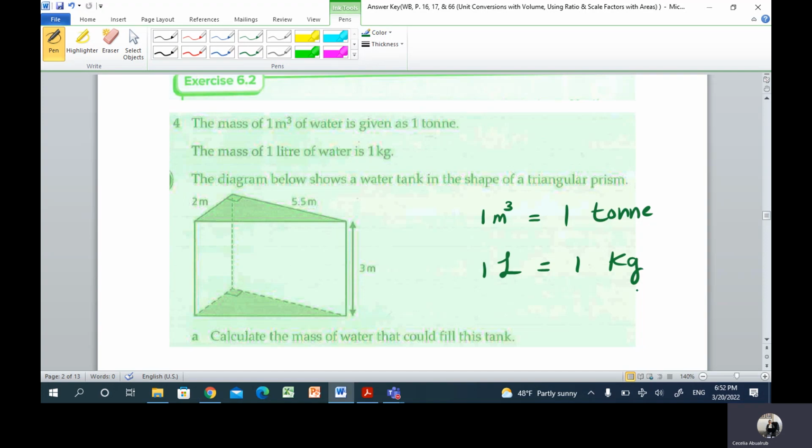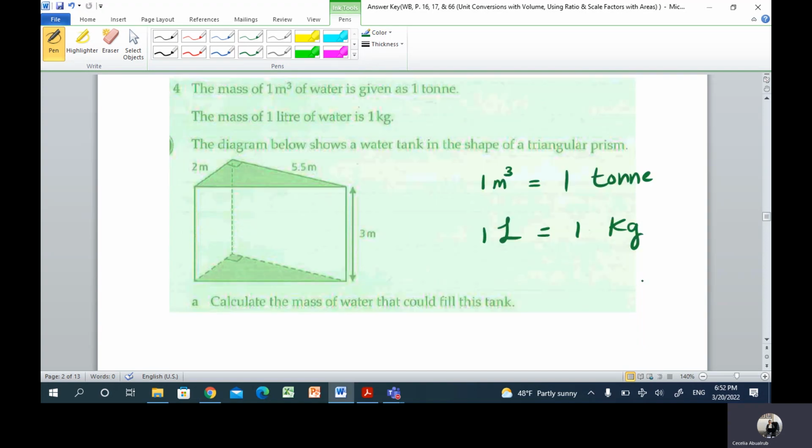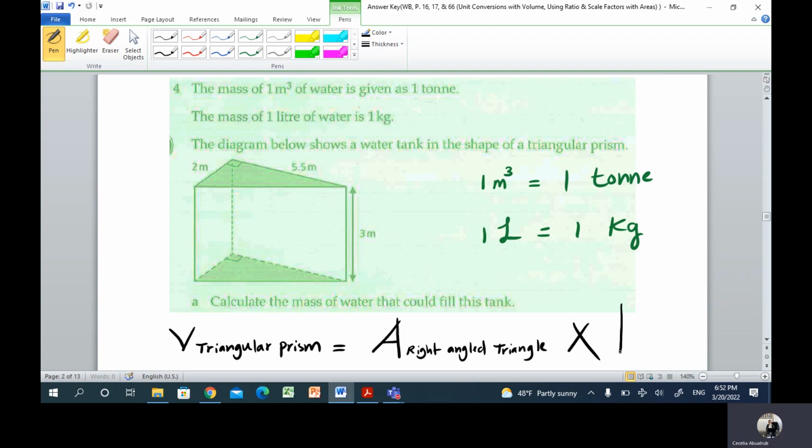Perfect. The diagram below shows a water tank in the shape of a triangular prism. Calculate the mass of water that could fill this tank. In other words, calculate the volume of the triangular prism. So I'm going to start by writing volume of the triangular prism is equal to area of the right angled triangle times the height or the distance between the two right angled triangles.